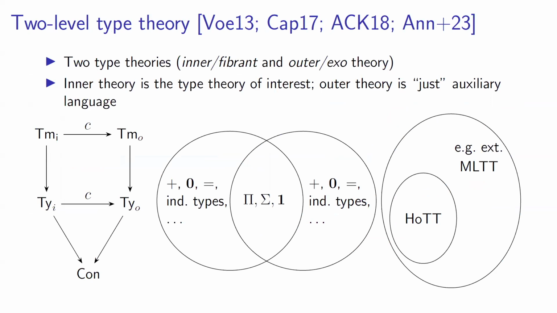Two-level type theory originally goes back to Voevodsky, who suggested a system that he called the homotopy type system, or HTS. I'm not sure it's a very good name. It was motivated by his simplicial set model. If you look at the simplicial set model of Voevodsky, there is this model of homotopy type theory sitting inside, but you can also consider a bigger model of extensional type theory given by simplicial sets.